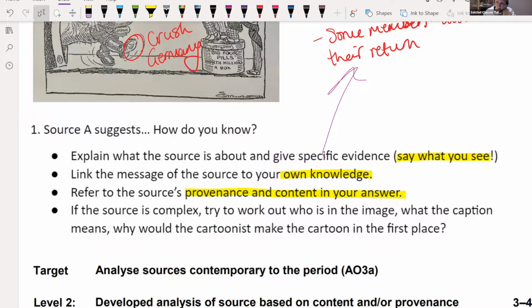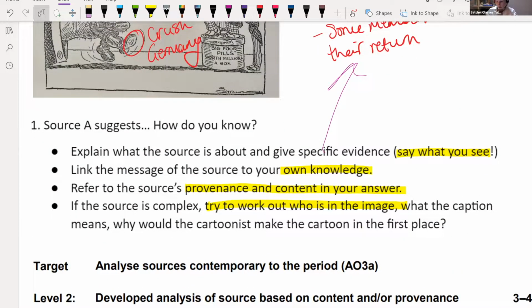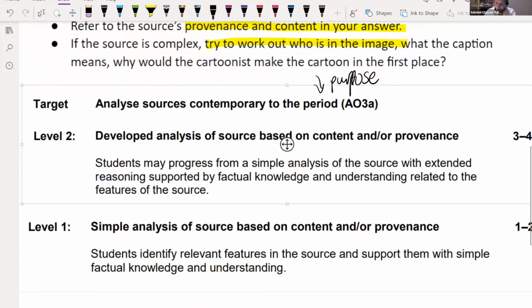If the source is complex, try to work out who is in the image. Now, it will normally, hopefully, tell you. Sometimes it might not, which is why you should, as I said in the previous video, really spend time looking at as many cartoons as you can to recognise who's in them. What the caption means and why would the cartoonist make the cartoon in the first place. So this is basically just saying, what is the purpose of this cartoon? Okay, now let's just have a look at the mark scheme then.